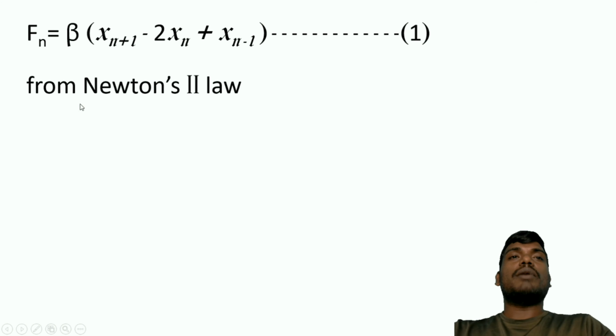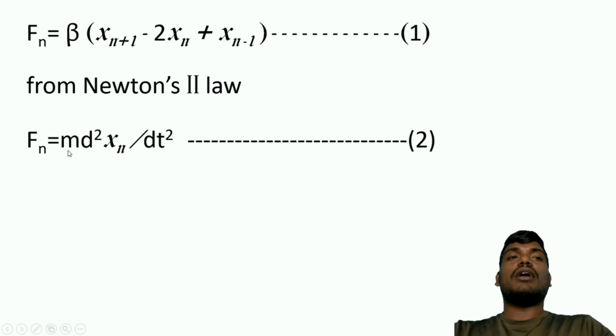Next, from Newton's second law on the nth atom: the applied force is proportional to the rate of change of momentum. That means F n equals m d squared x n by d t squared. Newton's second law applied on the nth atom gives F n equals m d squared x n by d t squared.